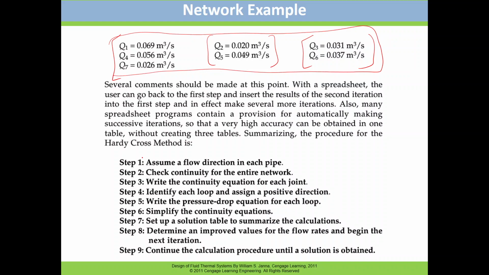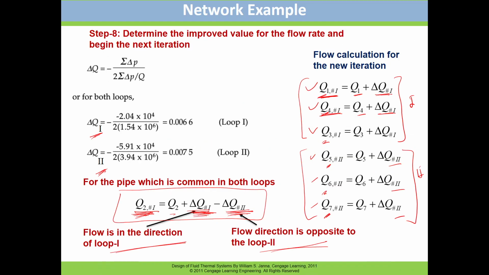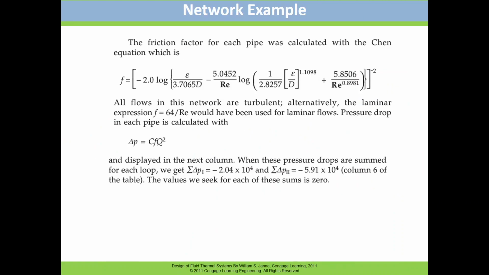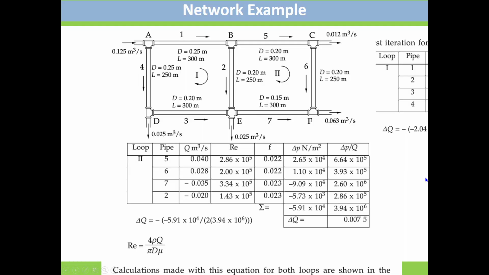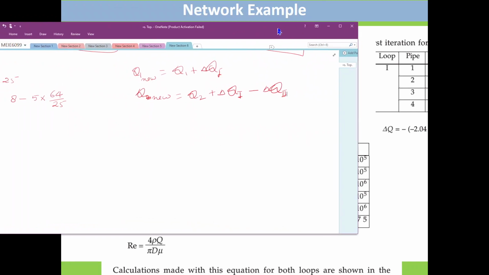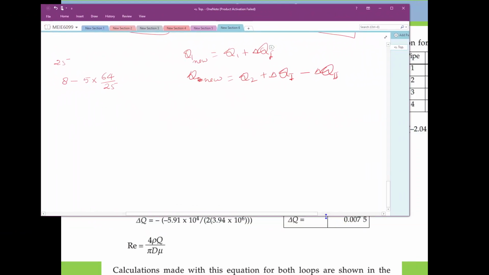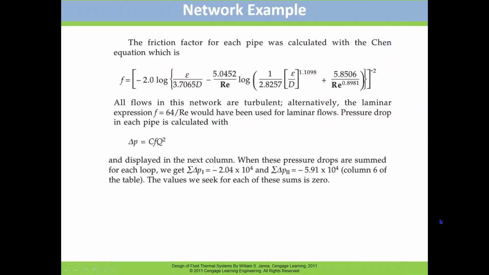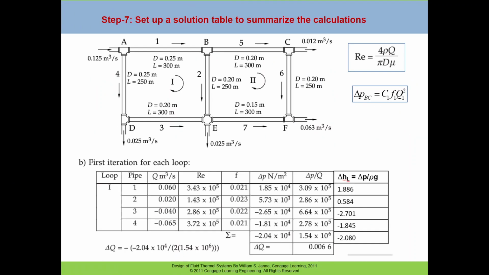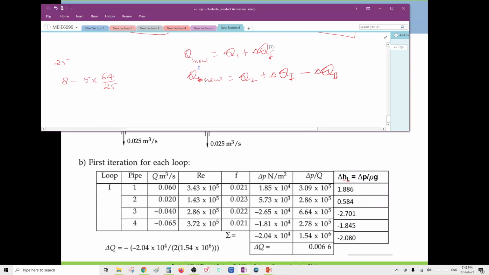So here, I want to explain one step about the correction of discharge a little bit. Let's see how we are going to do that. What I have here is for loop 2, but I want to do it for loop 1 basically. Okay, this is my loop 1.